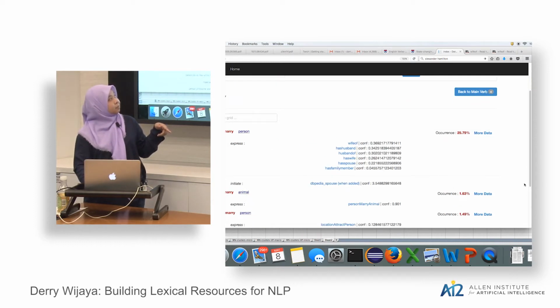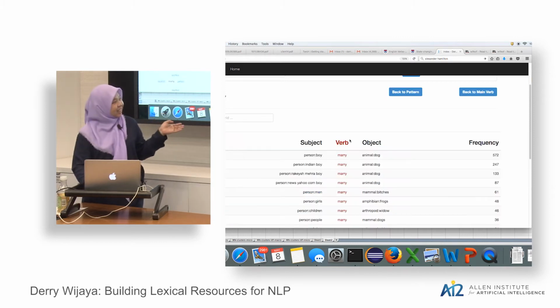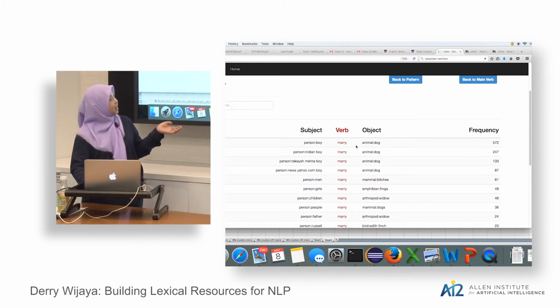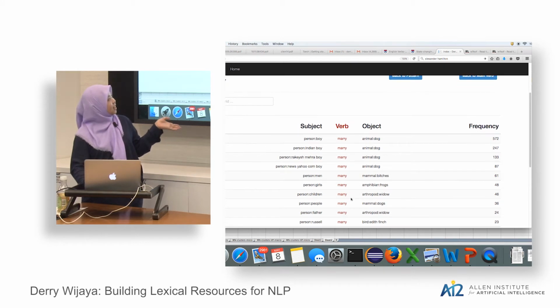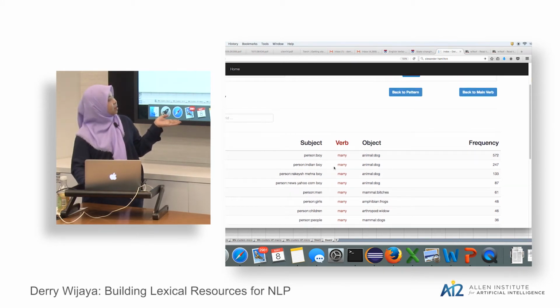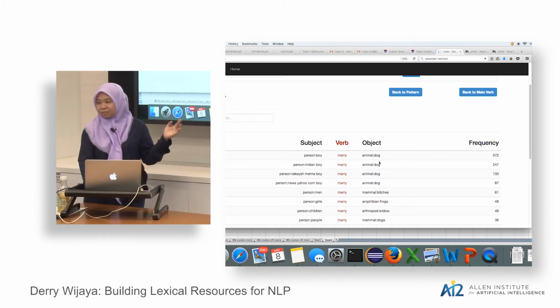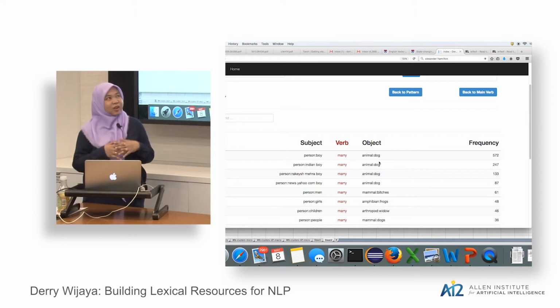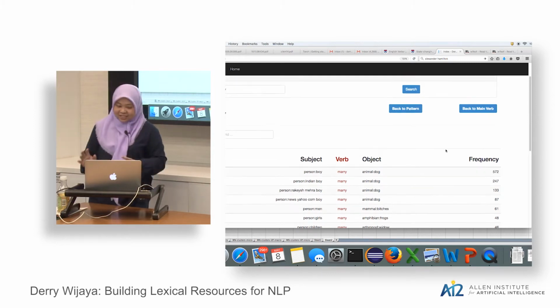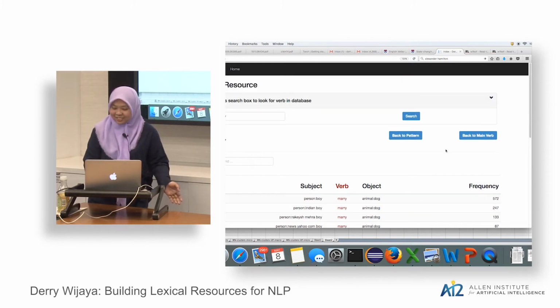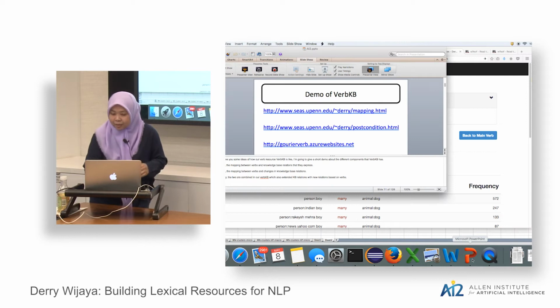So you see why person marry animal is one of the type signatures of marry, because in our corpora there are a lot of things about girls marrying frogs, I guess. That's one of the things. But there are news articles about some boy being not really literally married, but to a dog or something. So these are from the ClueWeb corpora, and we extract the subject-verb-object triples from them.